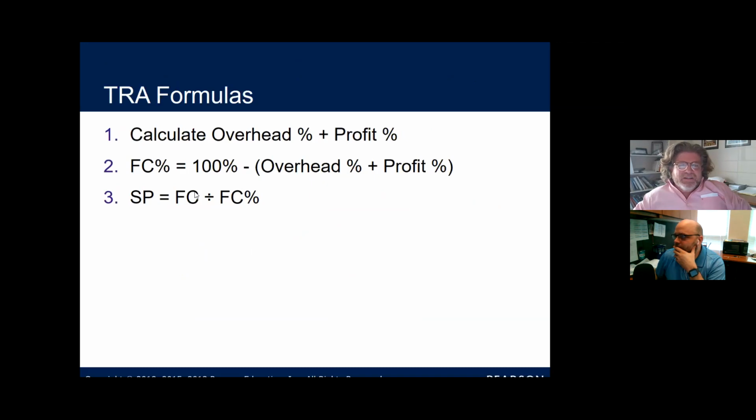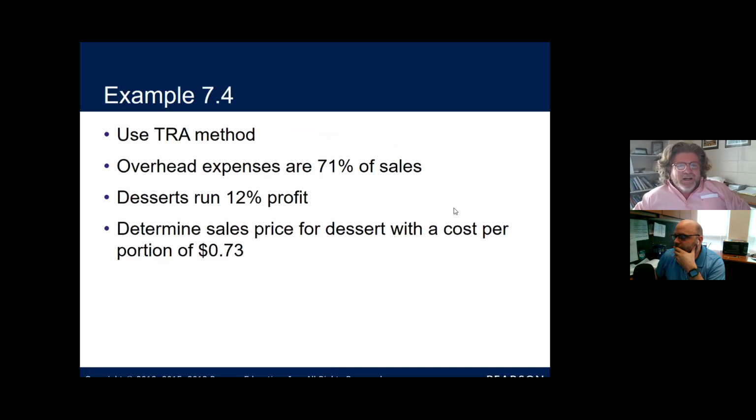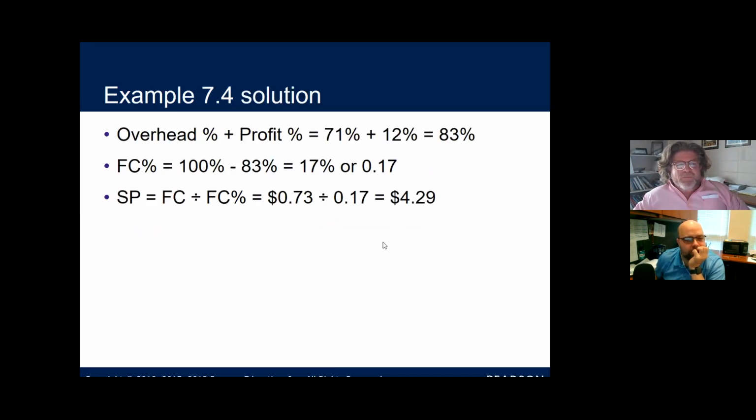Basically, the food cost percentage recommendation is 100% minus the overhead plus the profit, and then you have different categories for each. So desserts are run at 12%. And if my overhead is 71%, then I can go through and figure out a price for this thing at 73%. But it's just an additional level of complication.